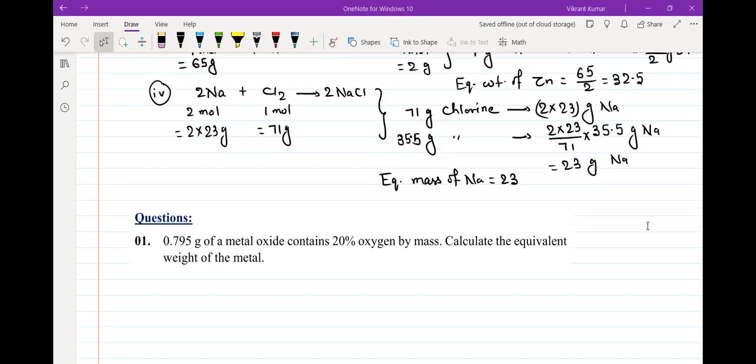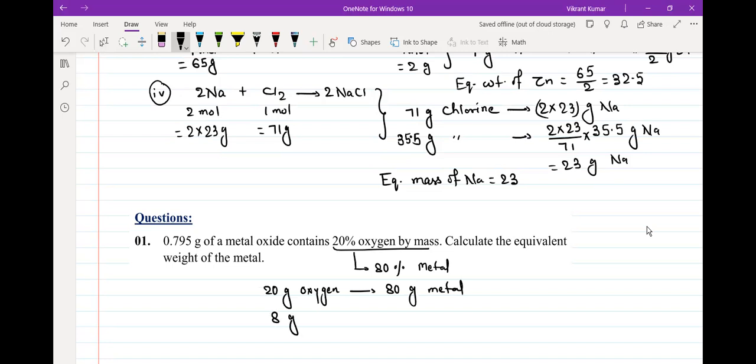And that's why we are allowed to take any sample size while calculating this. So we don't have to take this 0.795. I deliberately didn't do it in a messy way. This 20% oxygen by mass itself says that the remaining 80% is metal. So we'll directly write 20 gram oxygen is present with 80 gram metal. And that's why 8 gram oxygen, which was the reference, will be present with 32 gram metal. So we'll write equivalent weight of metal is 32.